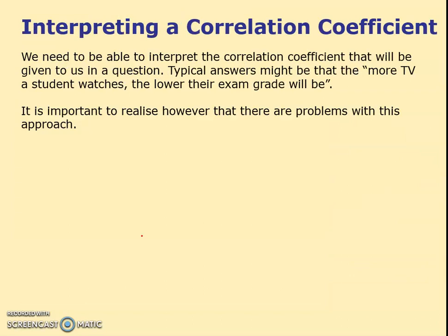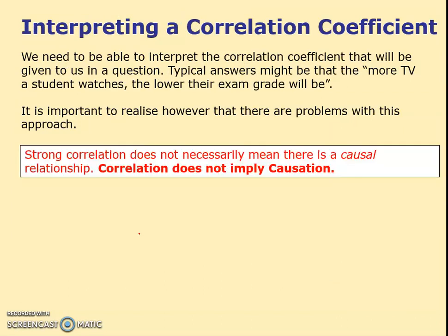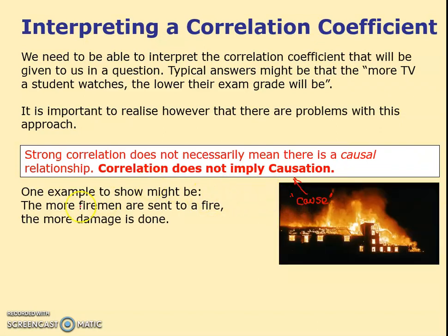So how do we interpret these correlation coefficients? Well, we've got to be a little bit careful, because just because two things are correlated does not mean that one caused the other one to happen. And we tend to say this in terms of this famous phrase, correlation does not imply causation. Causation coming from the word something causes something else to happen. So just because something is correlated does not mean it causes it to happen. So here's an example which I thought of.